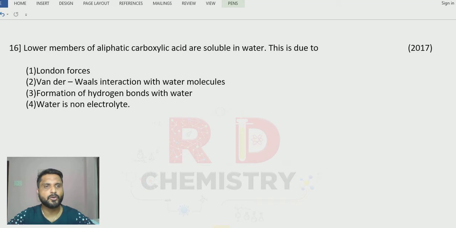Question number 16. Lower members of aliphatic carboxylic acid are soluble in water. This is due to the formation of hydrogen bonds with the water. Option number 3 is the answer.